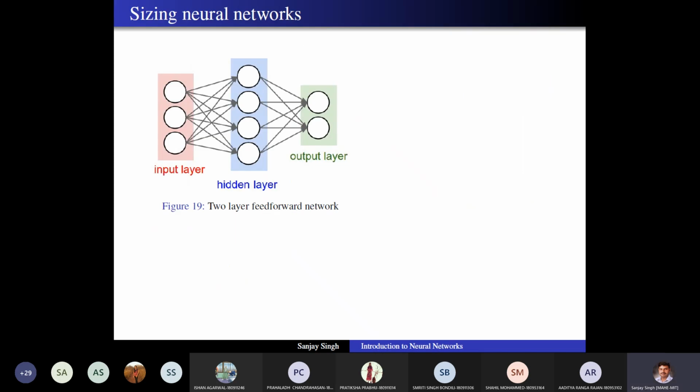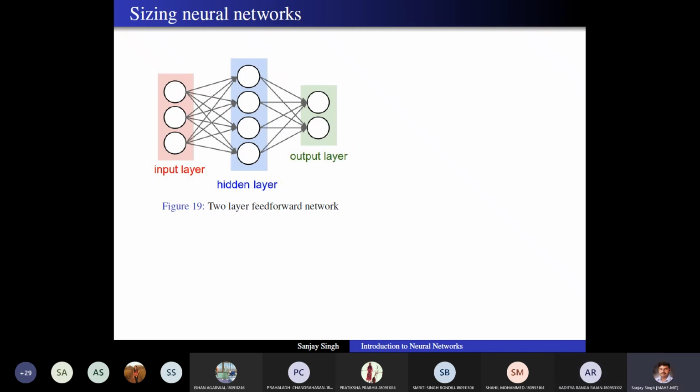Now, sizing neural networks. We'll try to understand basic sizing, meaning the number of learnable parameters, how many parameters are required to be learned. In this diagram, figure 19, can you tell me how many neurons are there? Anyone? How many neurons are there? So 9.